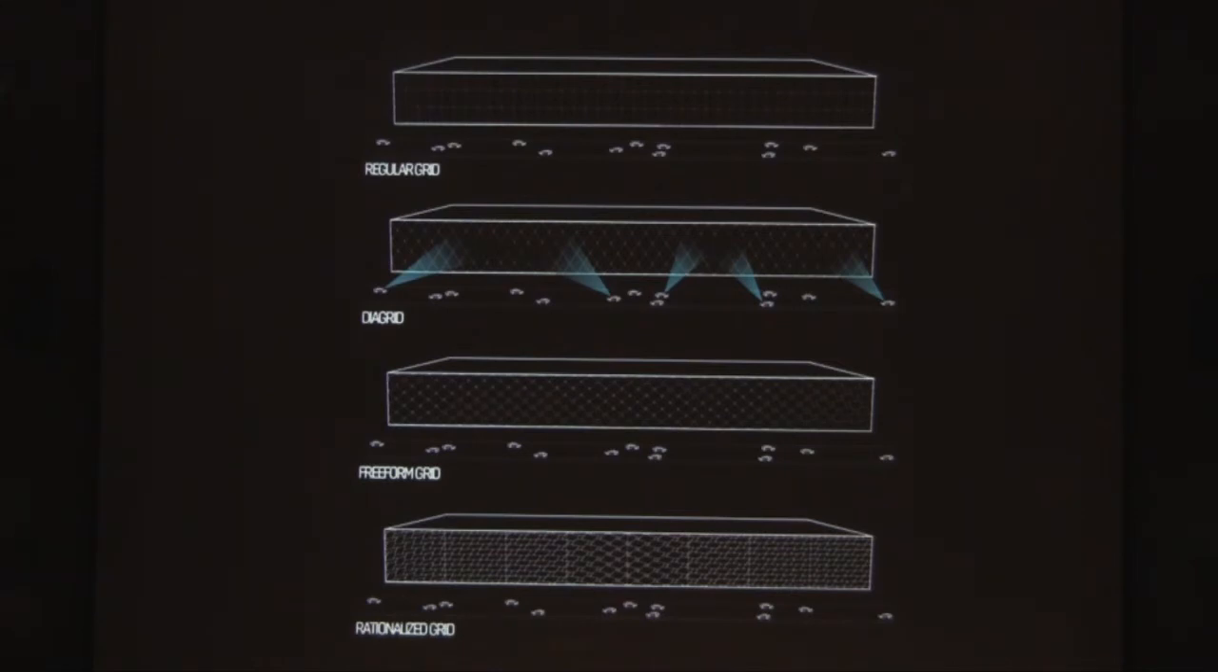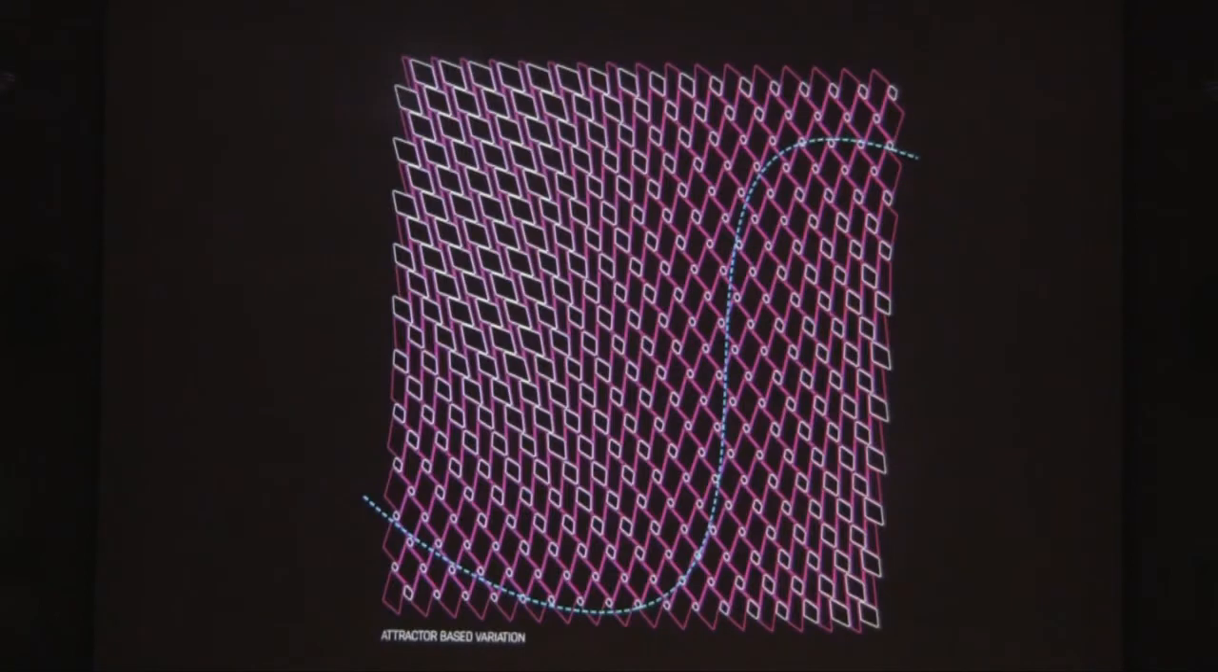So we began looking at the kind of regular grid, how we could create it as a diagrid where you get this kind of moire effect of passing by it, and then how you can modify that grid to be more freeform, and then rationalize it to be constructible. So we began looking at a sort of attractor-based variation where we have a regular grid which morphs to create a sort of what we call forced moire.